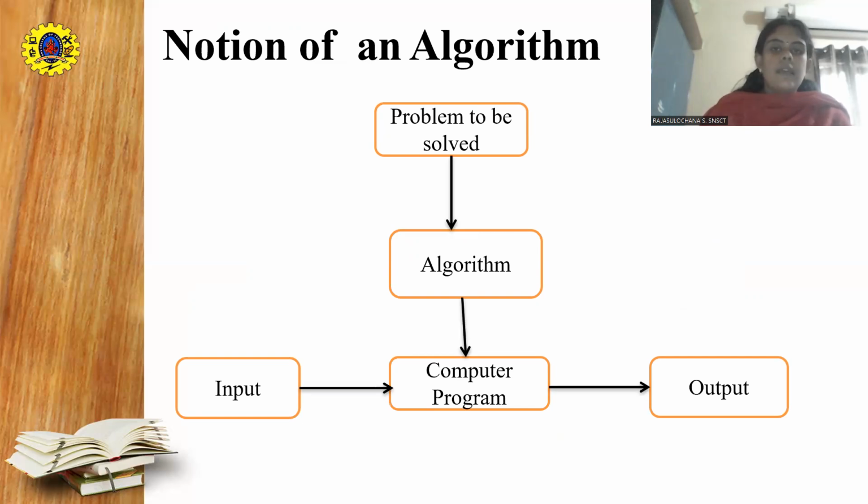So we decide on the problem to be solved, for which we design an algorithm. The algorithm is converted into a computer program using any programming language like C, C++ or Python. Once the program is done, we give a legitimate input to that program, which generates the required output. So this is what the notion of an algorithm is about.